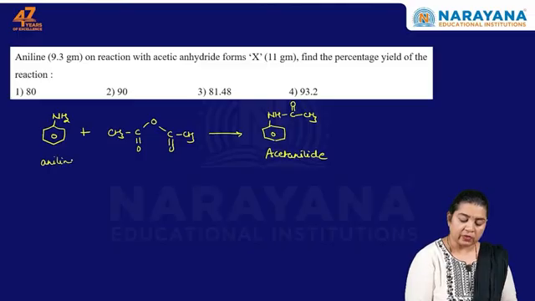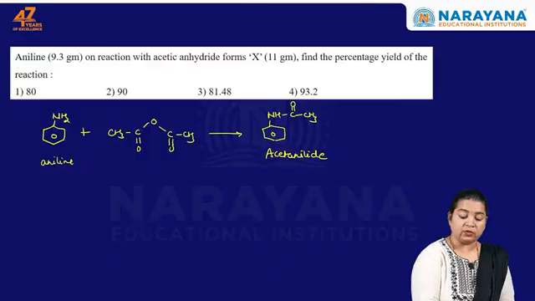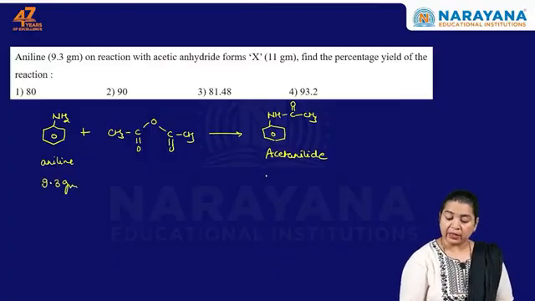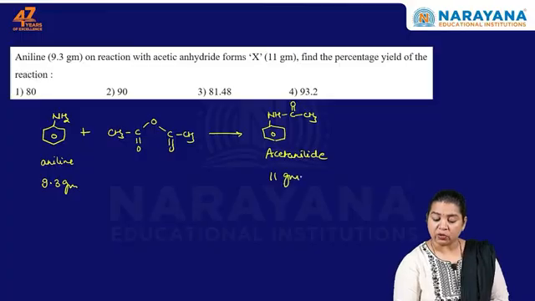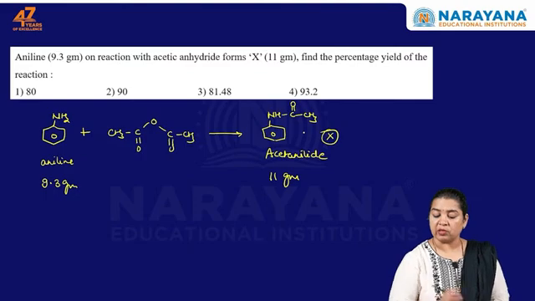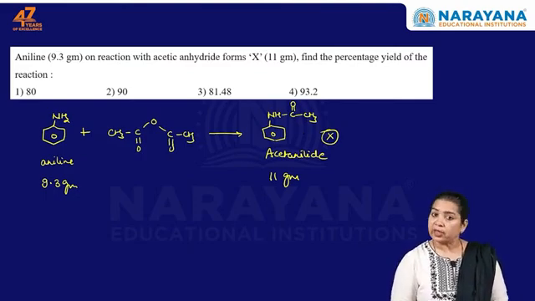This is aniline. Now what is being asked is about the yield. Let us first check. Aniline is taken 9.3 gram, and they are saying 11 grams of this X, the product they named acetanilide as X, is formed. To find the percentage yield of the reaction.